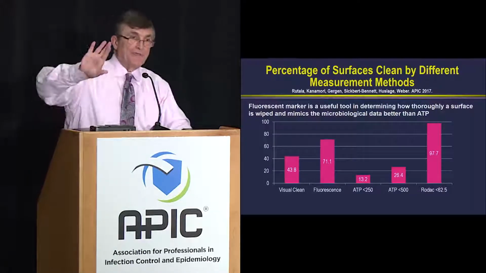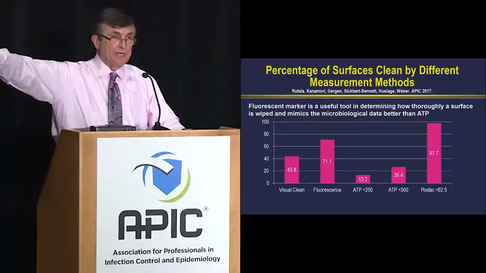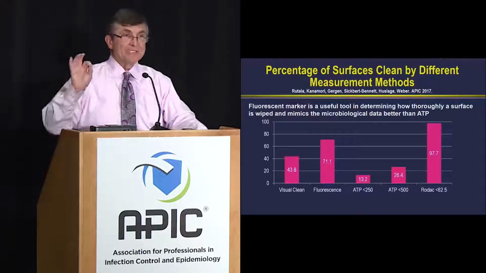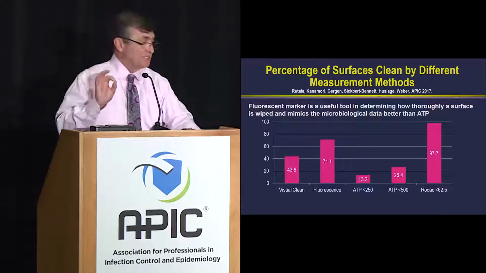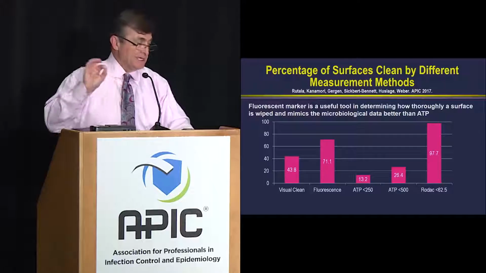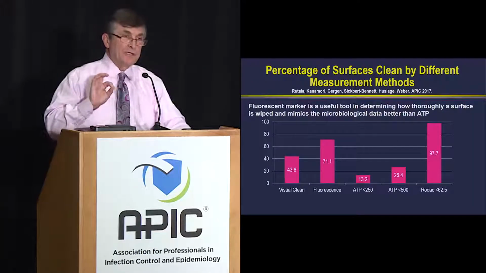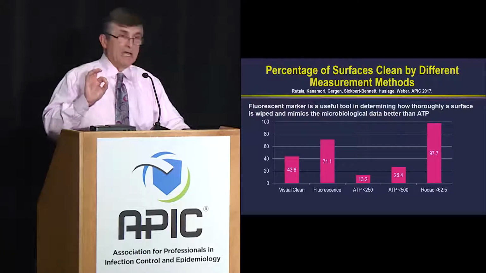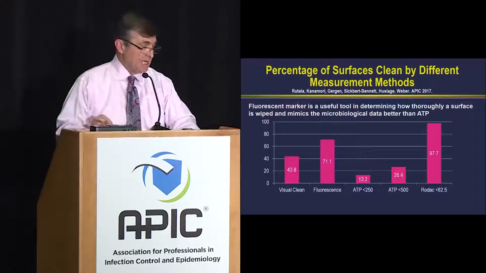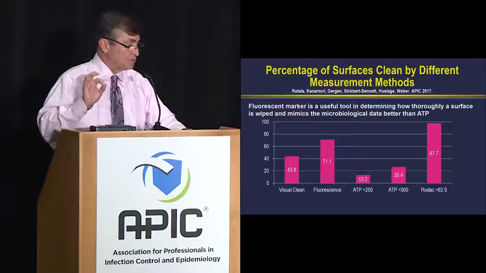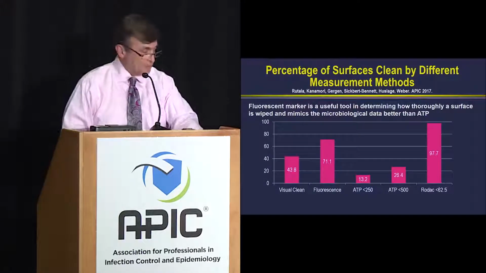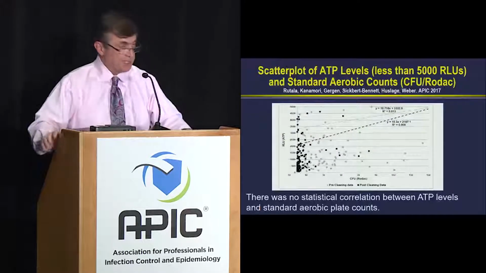Now you can see on the far right, that's the microbiological data, 97.7%. You can see essentially fluorescence, 70%. That essentially tells us that fluorescence is a better marker of microbiological data than ATP. At 250 relative light units, it was only 13.2% compared to microbiological data, and at 500 relative light units, it was 26%. The better marker of thoroughness of cleaning is, of course, fluorescence in this particular study.